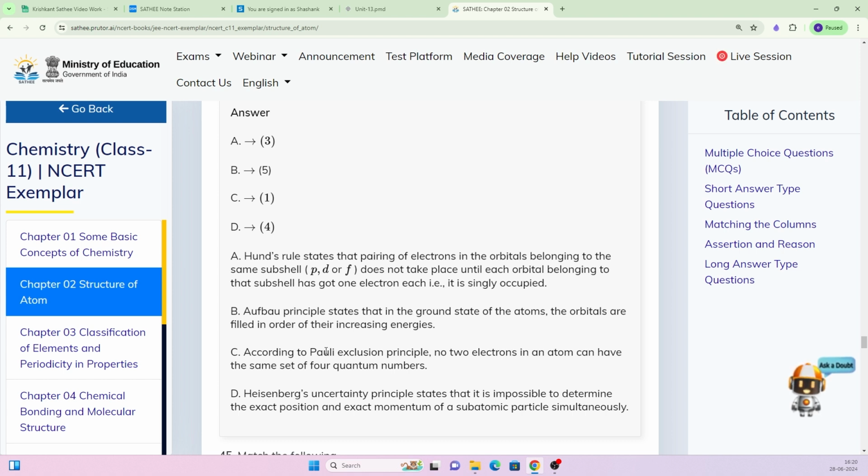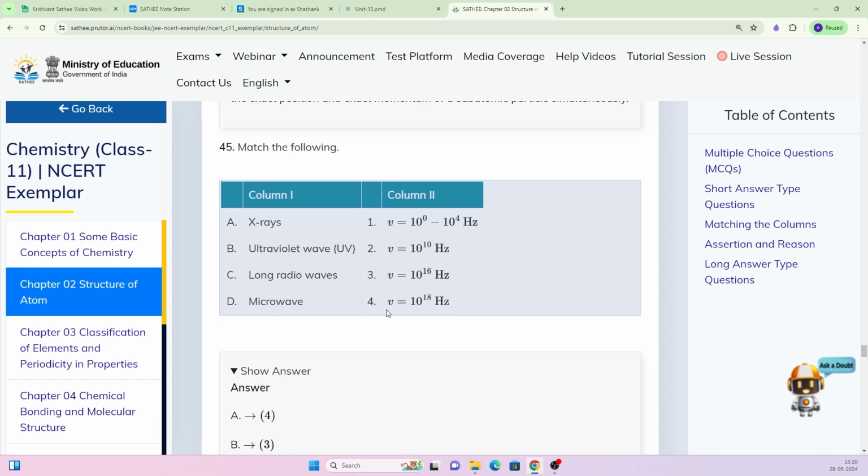Now, next question. So we have to simply arrange them from the lower frequency to the higher frequency. So out of this, which one has the highest frequency? The one with the lowest wavelength. Which one has the highest wavelength? We know that long radio waves have the largest wavelength, so they will have the lowest frequency. So this one is 10 to the power 0 to 10 to the power 4.